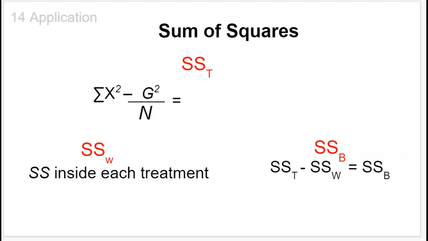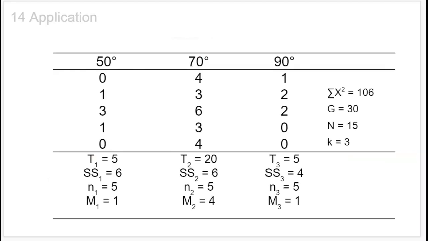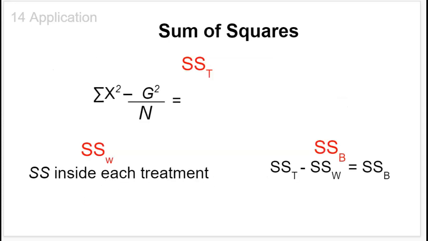You are given G, you are given big N, you are given sum of x squared, and you are given the sum of squares for each one of our three temperature conditions. Go ahead and take a moment to write all of those numbers down, again, going back to this table. So you need sum of x squared, you need G, you need big N, you need sum of squares 1, sum of squares 2, and sum of squares 3. So go ahead and take a moment and calculate all of those and pause the video. And then after you're done, go ahead and check your work.